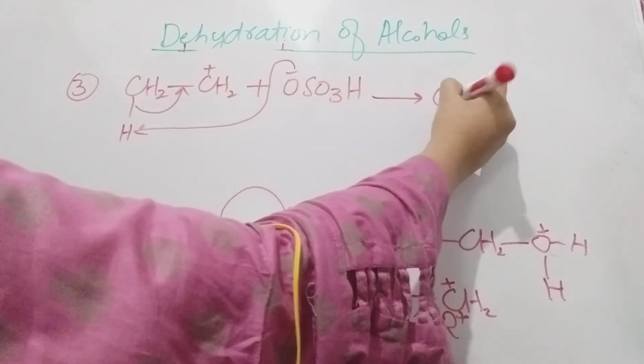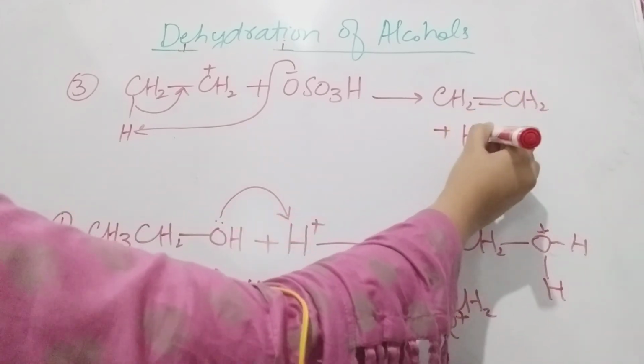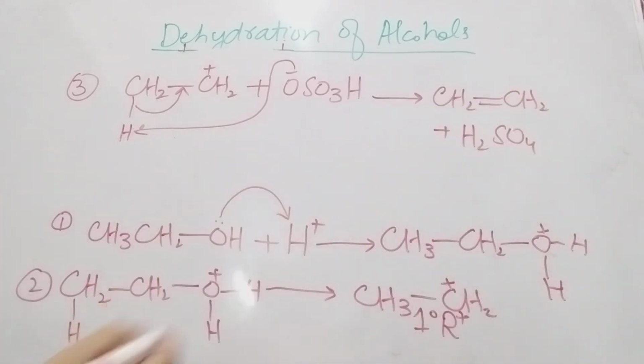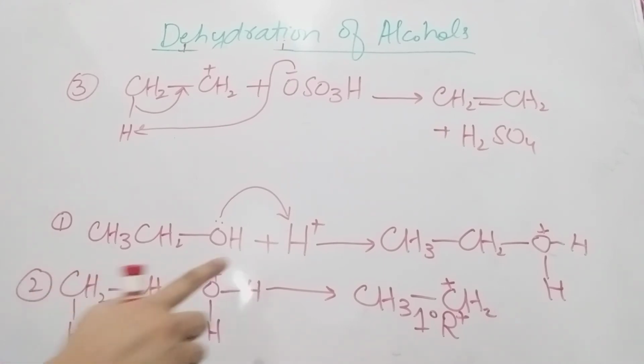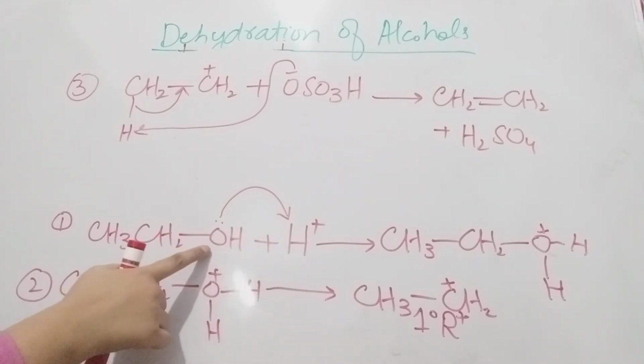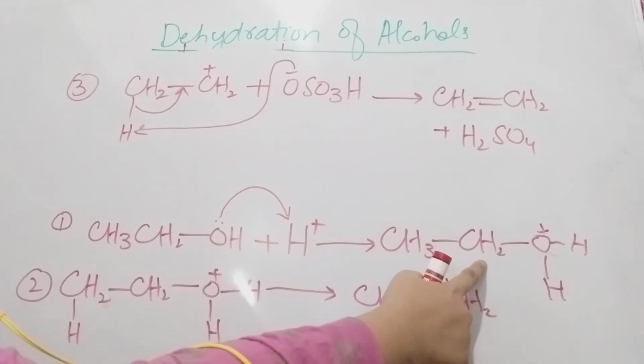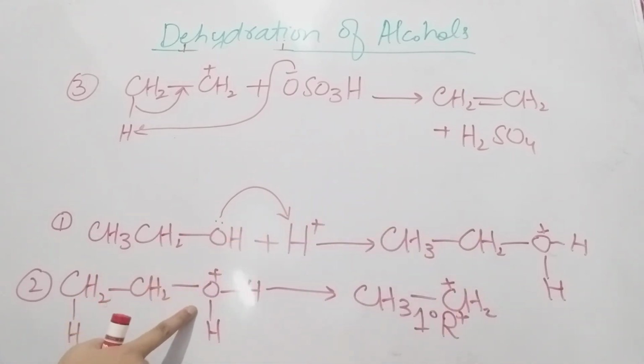This is the very simple mechanism for the creation of alkene, along with the formation of sulfuric acid again, because here sulfuric acid is acting as a catalyst. So where did this hydrogen come from? It is from sulfuric acid, and it will attach with this oxygen atom, resulting in the formation of this unstable ion, and from this unstable ion water will get removed, resulting in the formation of the primary carbocation.